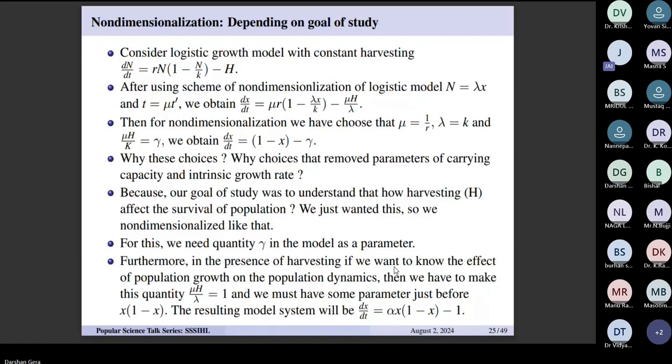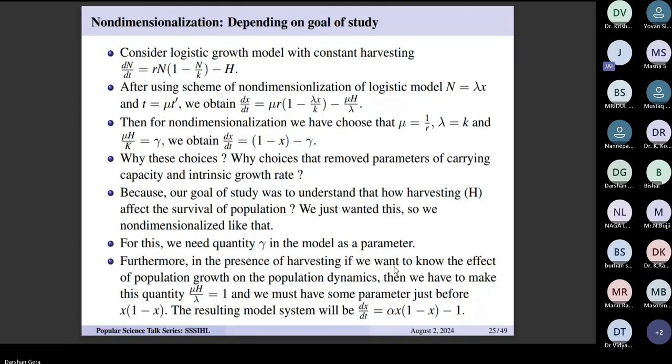Now, on what thing actually does this non-dimensionalization depend? This depends on the goal of the study. What actually do you want from your model system? What kind of dynamics do you want to check? So suppose you have the logistic model with constant harvesting. So this model is given by this.